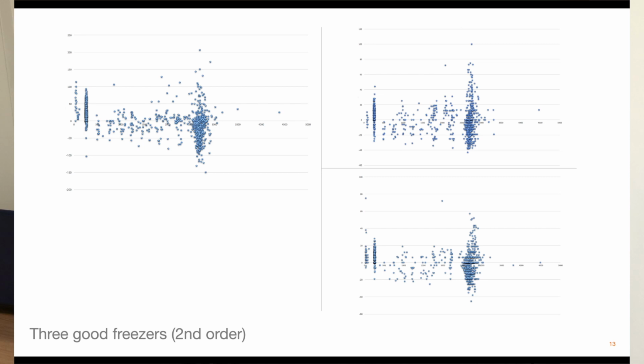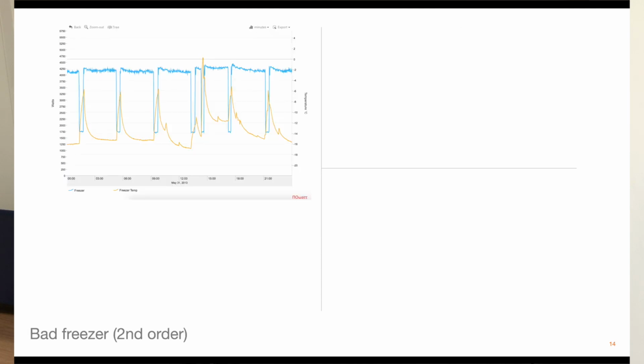But by actually taking a second order derivation of the temperature against the consumption, it's able to make a fairly good indication of how the freezer is operating. As you can see, even though those three refrigerator squiggly lines, the consumption lines, were quite different, the actual second order patterns bear a striking resemblance.